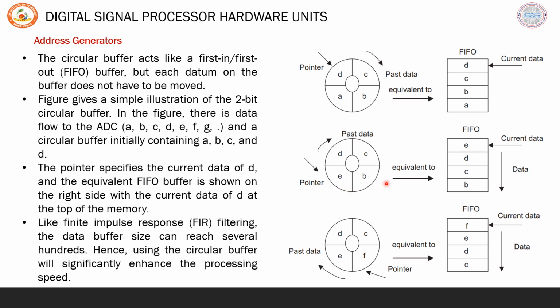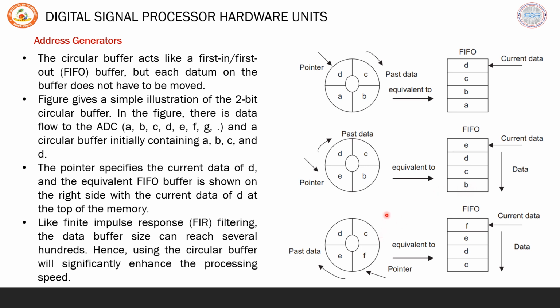So what we observed here is that only E is changed in place of A, and the pointer immediately points to the location E, and the rest will be called the past values. Now the same in the FIFO queue will have E on the top, followed by D, C and B. A has obviously moved out.